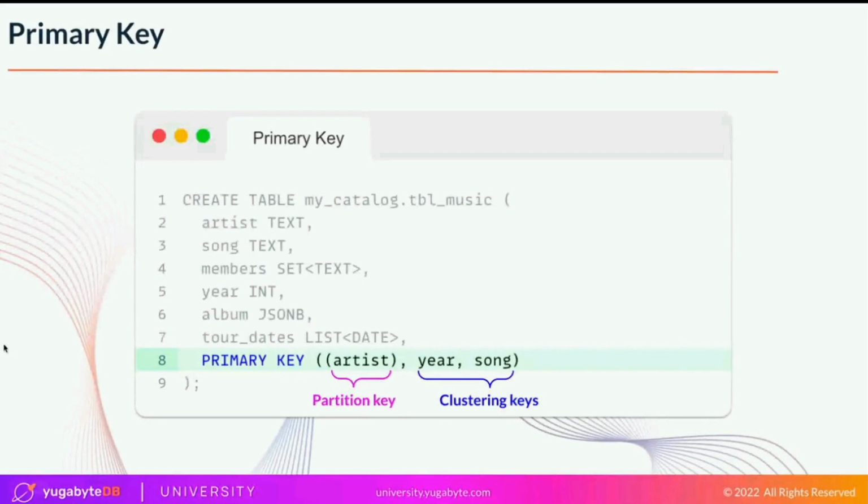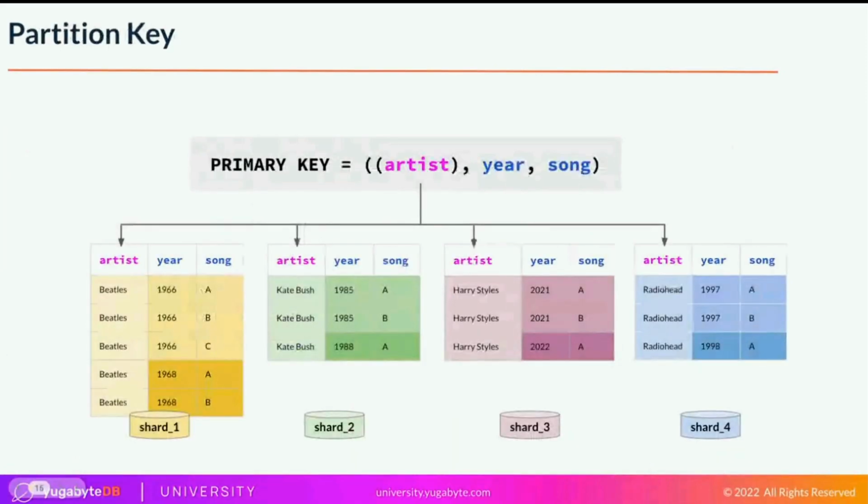So the clustering keys are used to provide uniqueness for the primary key. For a given tablet, the rows are ordered by the clustering keys in order to further enhance the query performance. So next, in the next slide here.